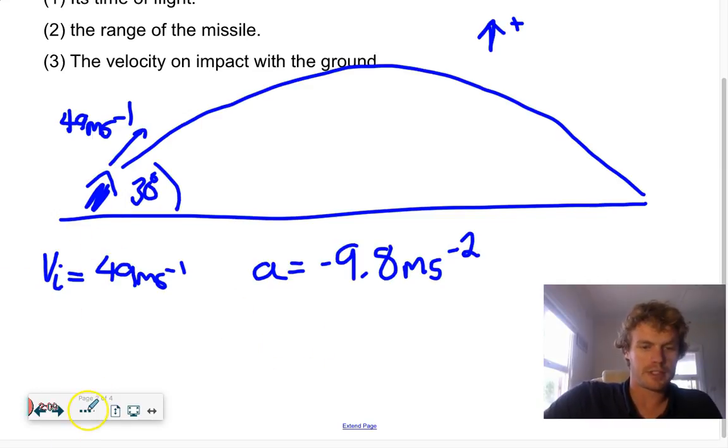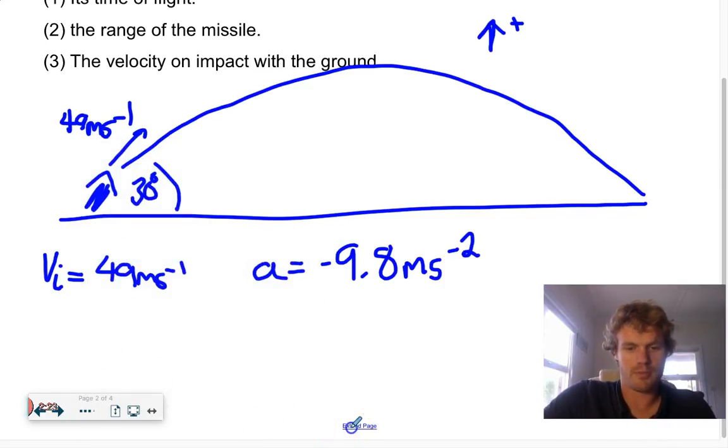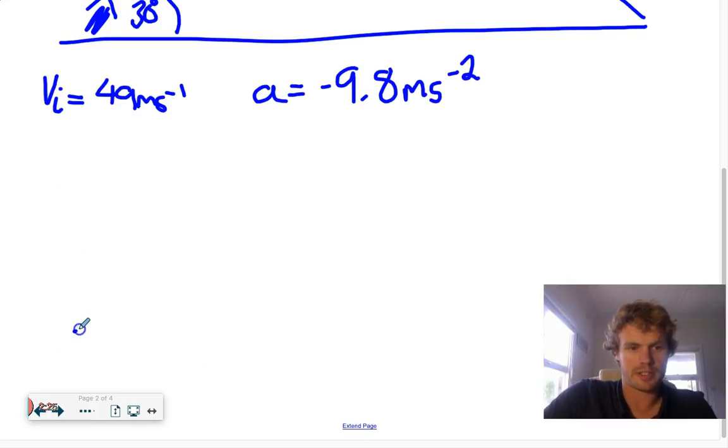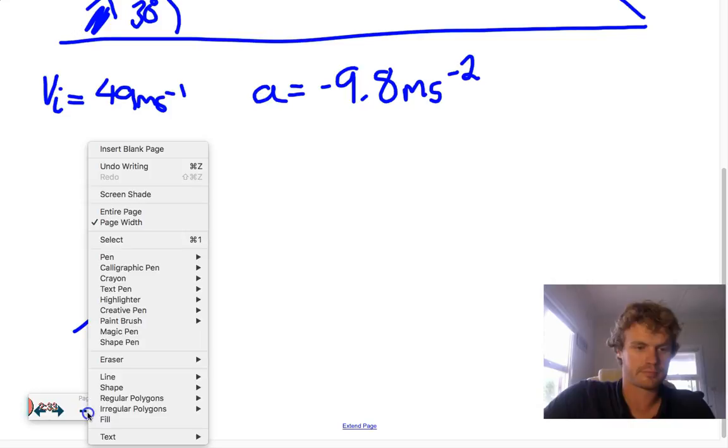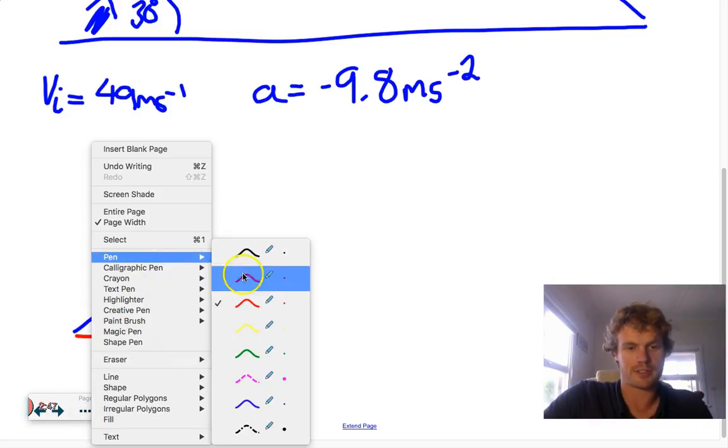Okay. So the first thing I need to do in this question is to break up this velocity into its horizontal and vertical components. So if I draw in my resultant at 49 meters per second, this is my VI, my initial velocity at the angle. The horizontal component is going to be here, VH. That remains constant throughout the whole motion because we're neglecting air resistance.